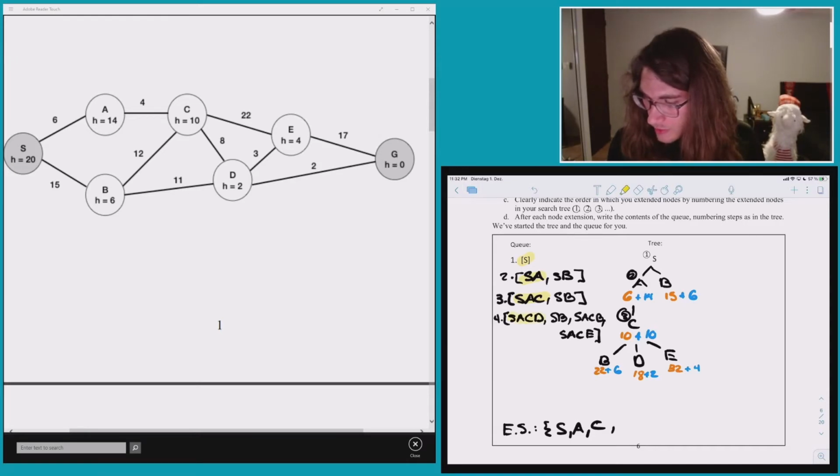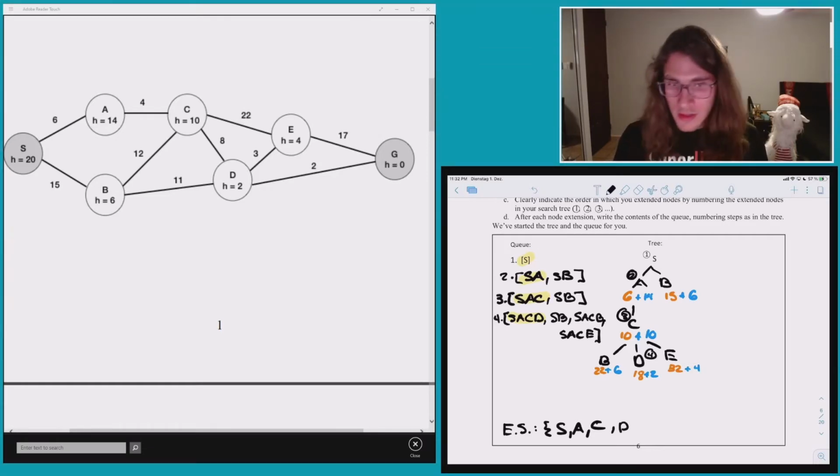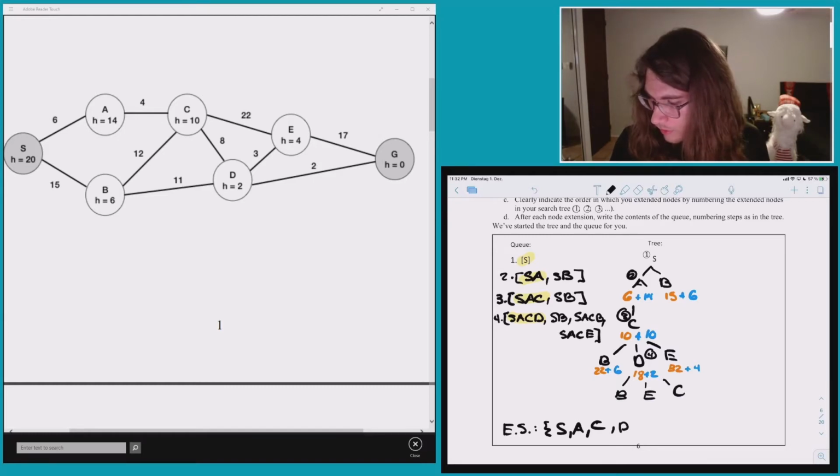I pop SACD off the queue, which means D receives a little 4 and is added to the extended set. And now I expand D, which means it can go to either B or E or G.